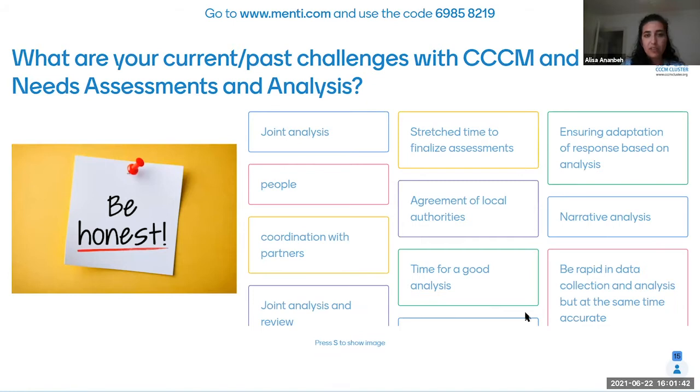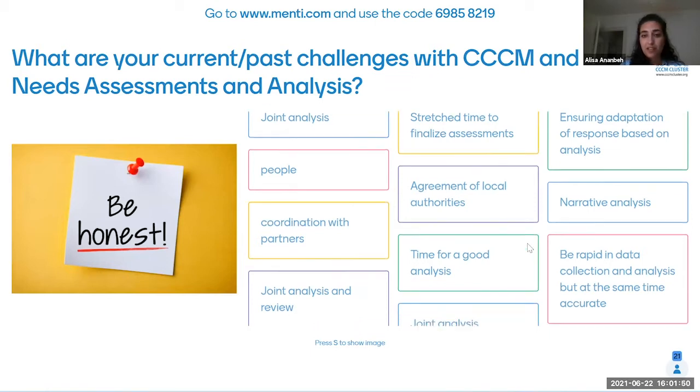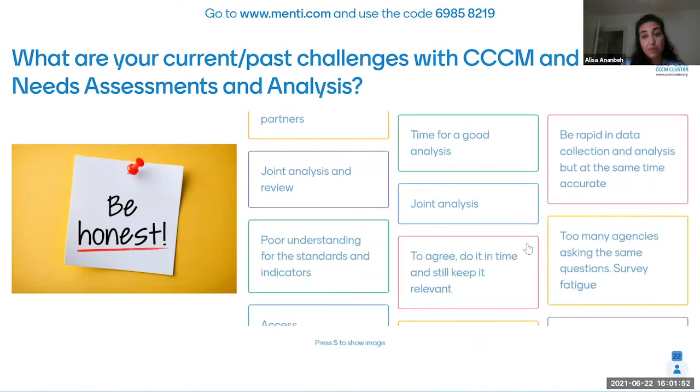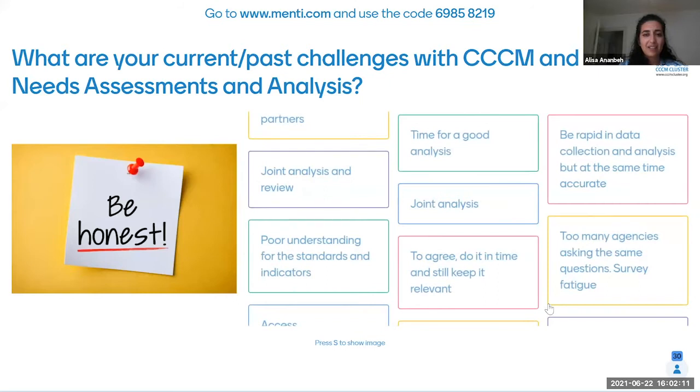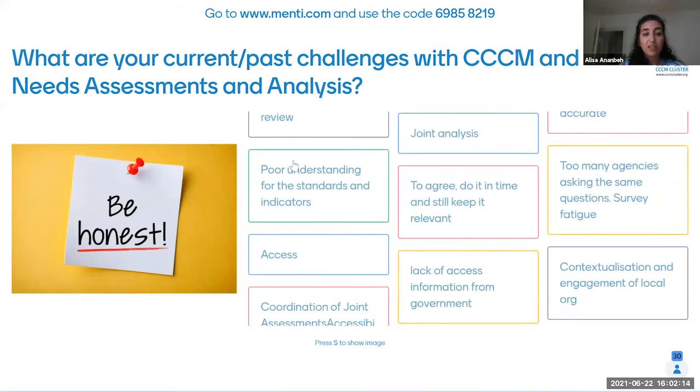So some people wrote joint analysis, stretch time to finalize assessments, ensuring adaptation of response based on analysis, be rapid in data collection and analysis, to agree, do it in time and still keep it relevant. I think that's quite an important one, always to have the assessments relevant, but how do we do that for CCCM, right? Poor understanding of standards and indicators. For CCCM, that's quite an important part.